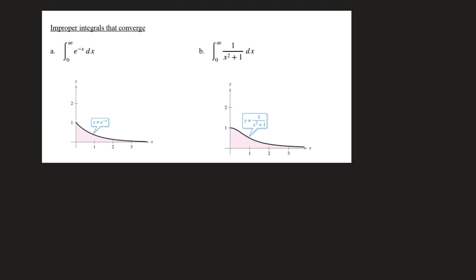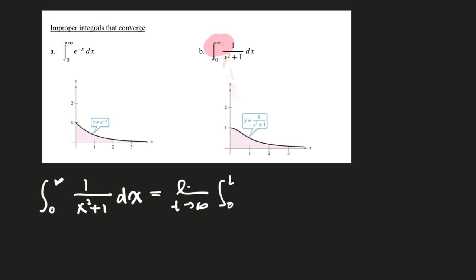Let's do the B part. I sketched the graph right there: y equals 1 over x squared plus 1. Check out this limit, this is going to infinity, so the boundary is infinity. What do you have to do? Use the definition of improper integral. The integral from 0 to infinity of 1 over x squared plus 1 dx is the limit as t approaches infinity of the integral from 0 to t of 1 over x squared plus 1 dx.